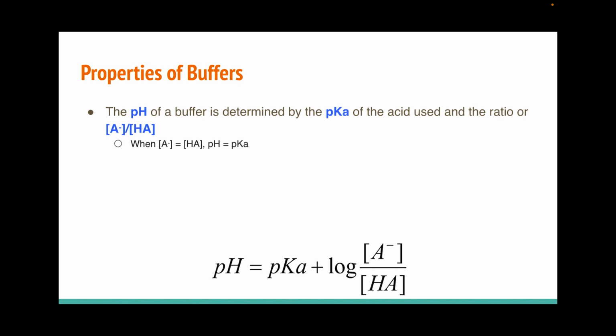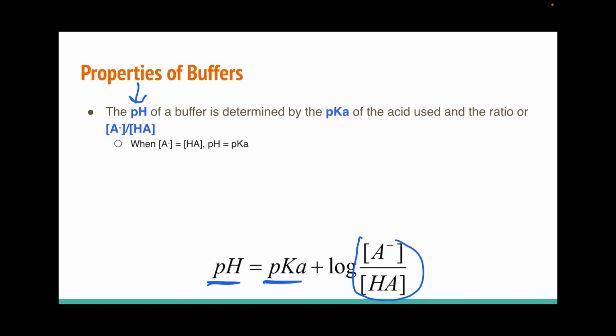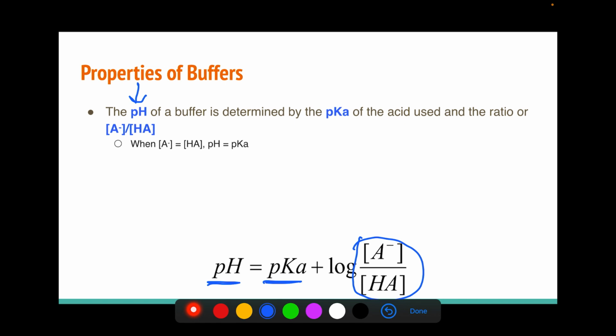Now let's think a little bit about the properties of a buffer system. Remember, a buffer system is meant to maintain a particular pH, so determining the pH of a buffer system is going to be vital. Recall that the Henderson-Hasselbalch equation tells us that the pH will equal the pKa of the acid as long as this ratio equals 1. Recall that if you take the log of 1, you get 0, so this drops out of the equation and the pH equals the pKa.